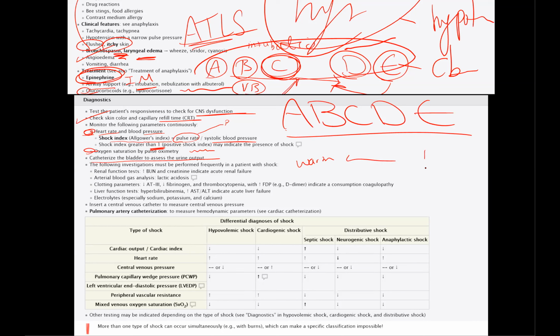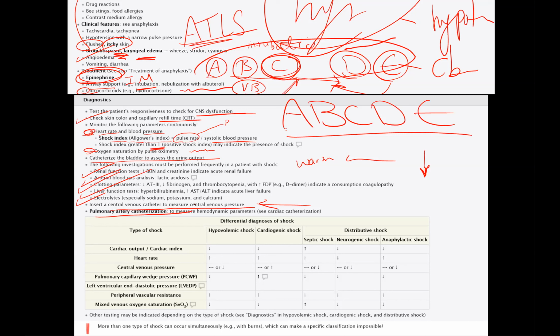Then draw blood for renal function tests. If you are suspecting MI, you can check troponin I, troponin C, and ABG and clotting parameters. Later on, electrolytes and liver function tests. Insert a CVP line to measure central venous pressure if necessary, and also, if necessary, pulmonary artery catheterization.